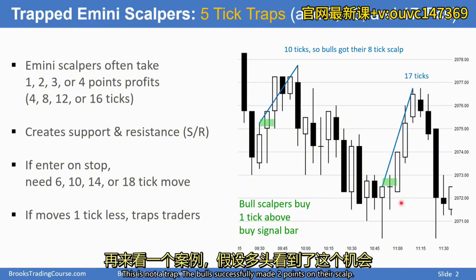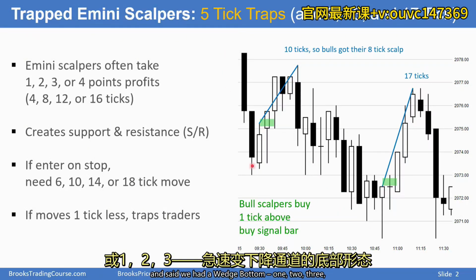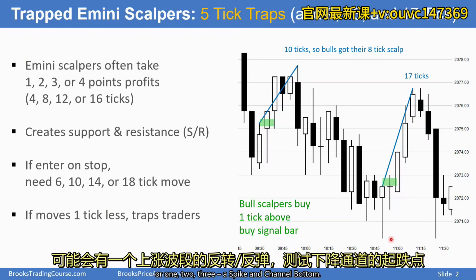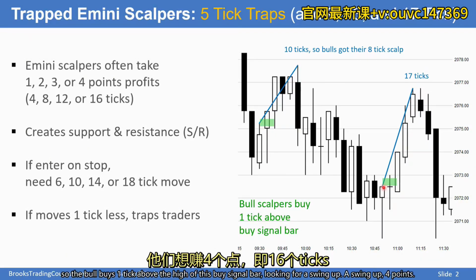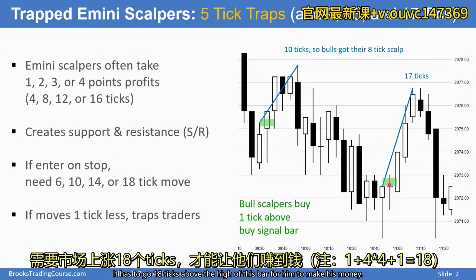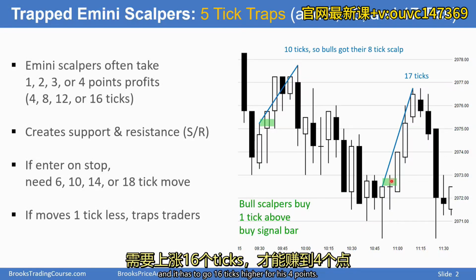On the other hand, let's say a bull looked at this and said, we have a wedge bottom, 1, 2, 3, a spike in channel bottom. We're probably going to get a swing up, maybe to the top of the bear channel. So the bull buys 1 tick above the high of this buy signal bar, looking for a 4-point swing up. It has to go 18 ticks above the high of this bar for him to make his money. He buys 1 tick above right here. It has to go 16 ticks higher for his 4 points.